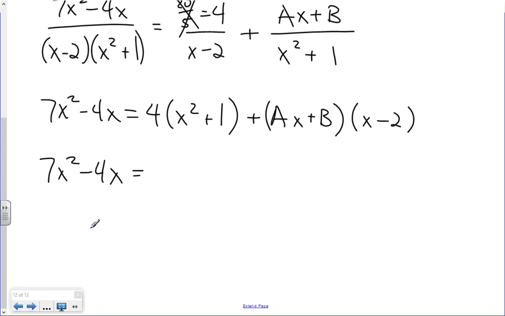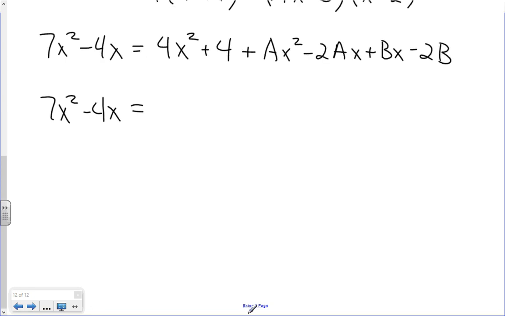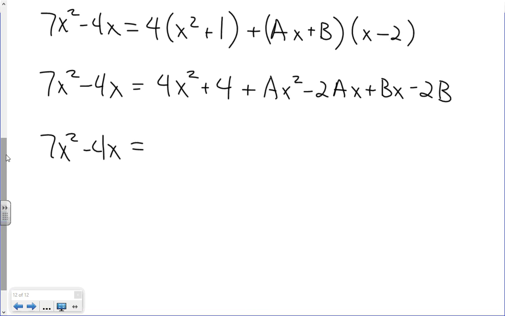Distribute the 4 through here, so we get 4x squared plus 4. Multiply this out here. You'll get 4 terms when we do that. I've got an ax squared. I'll end up with a minus 2ax. I'll end up with a bx and a minus 2b. Again, left side stays the same. Right side, combine like terms. So find your x squareds, find your x's, and find your constants.